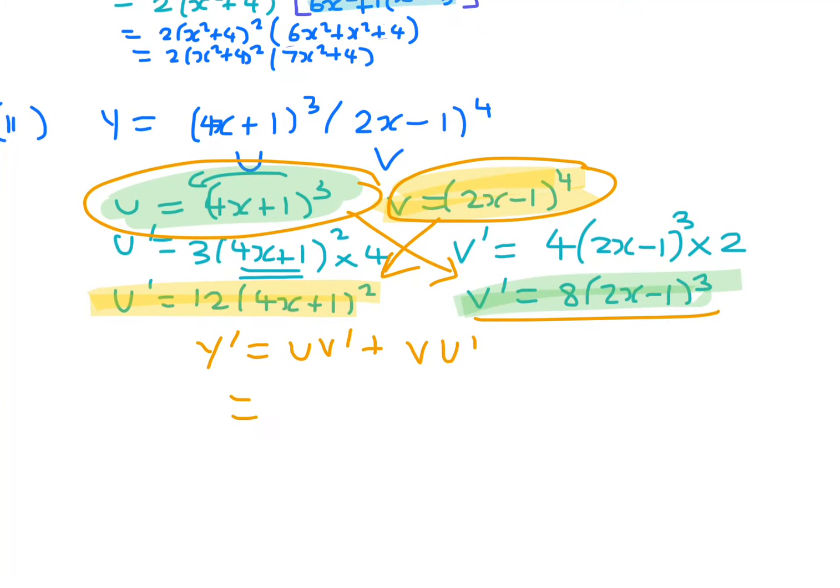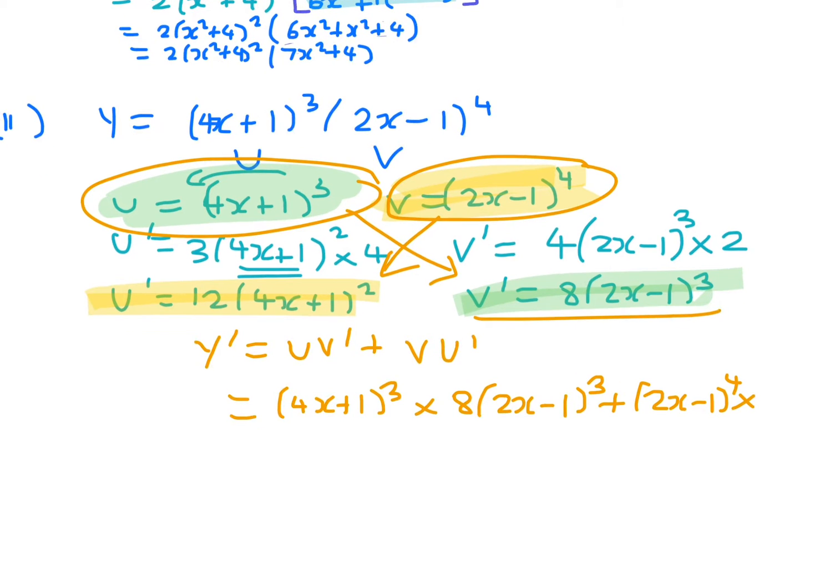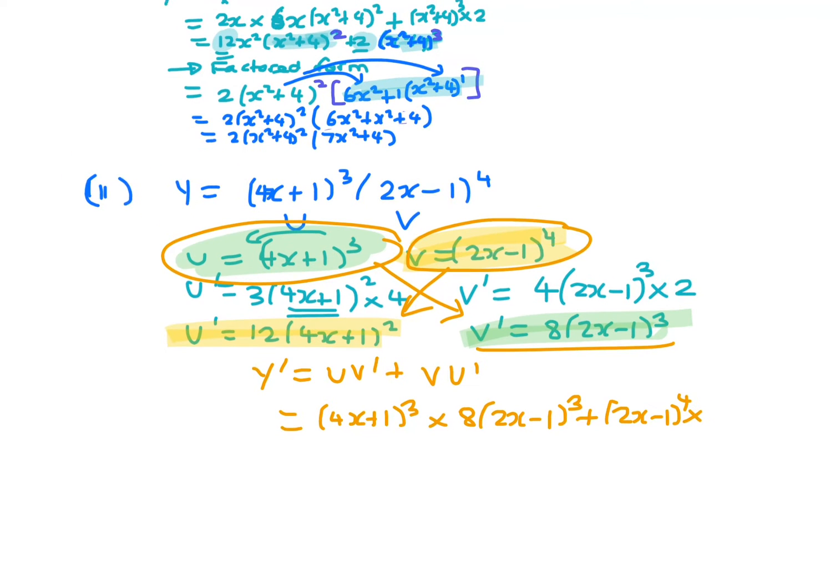Okay, so let's go. So we've got u, which is (4x plus 1) to the 3, times v dash, which is 8 (2x minus 1) to the 3, plus v, which is (2x minus 1) to the 4, times u dash, and u dash there is 12 times (4x plus 1) to the 2.